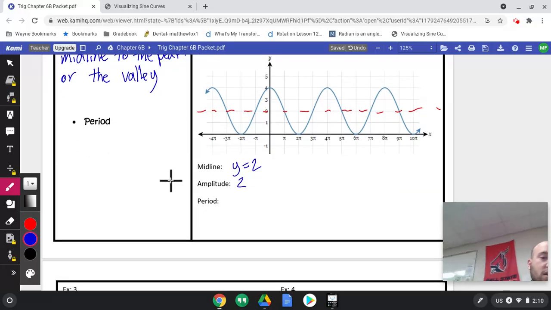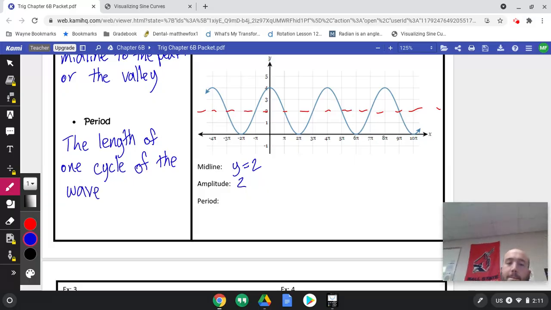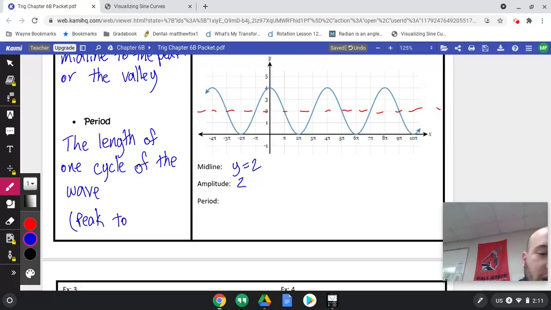Now finally, this last one is a period. And this is the length of one cycle of the wave. Now, I'll explain what I mean by that in just a second. And so what I mean by that, one example of this might be peak to peak. That's a cycle.